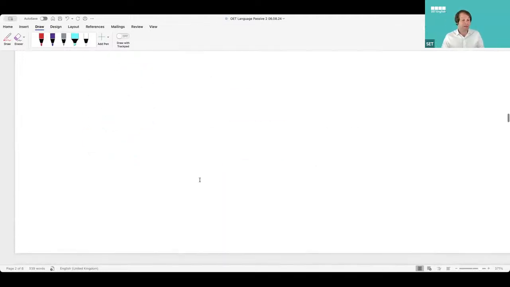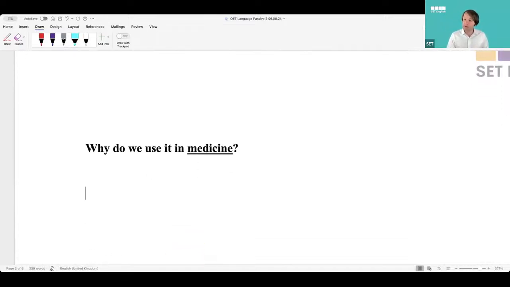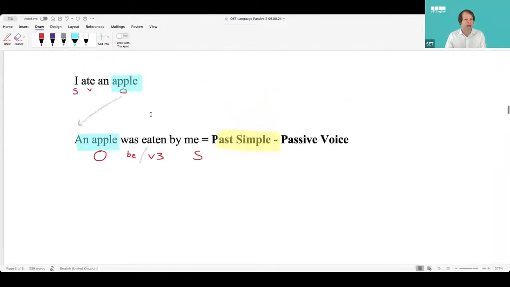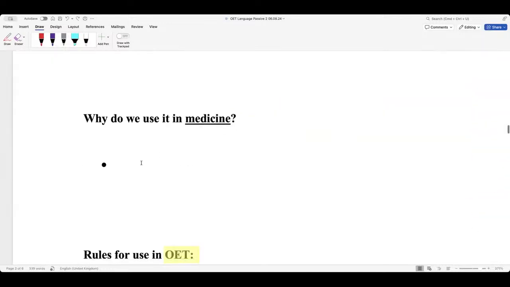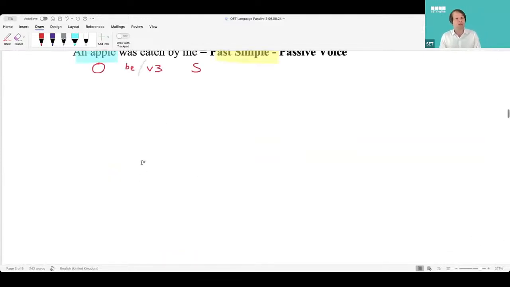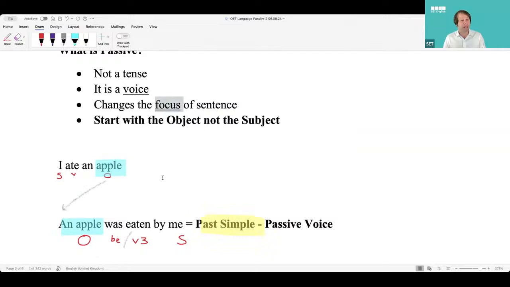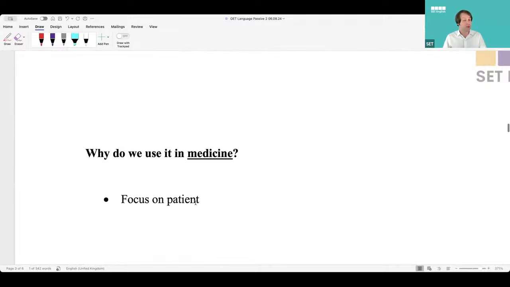Now, yesterday, do you remember what I said? I said, why do we use passive in medicine? Why do we say an apple was eaten by? Because we want to change the focus of the sentence. We focus on the patient. Ravi, you said change focus, yes. In general, but in medicine, it's specifically to change the focus on the patient.